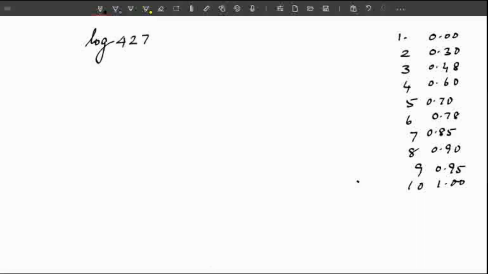427. And how to find out this one? Once again, here we are going to use our principle: 1 digit, 1 decimal. Then according to this it can be written as log of 4.3 into 10 power 2. And log of A into B is written as log of A plus log of B, so log of 4.3 plus log of 10 power 2. Log of 10 power 2 is equal to 2 into log 10. Log 10 is equal to 1, therefore plus 2.